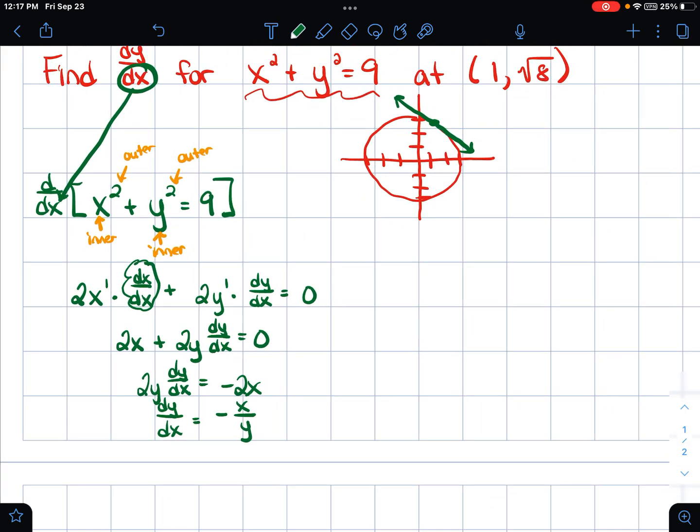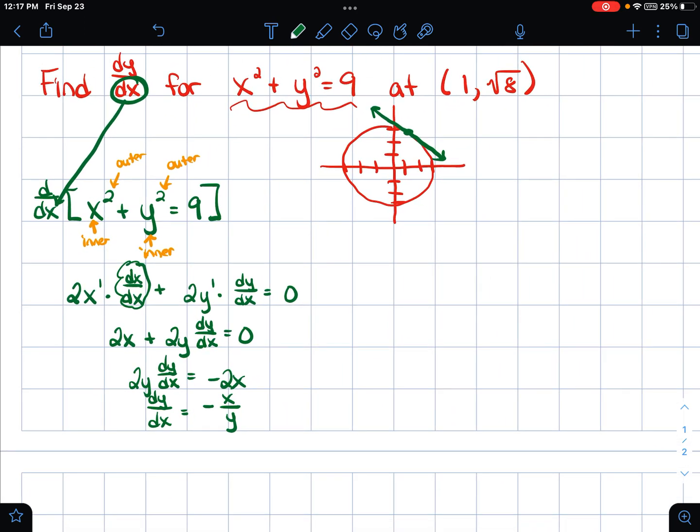Now the question said, what is the slope at the point 1 comma square root of 8? So let's find that out. We know the x value in this ordered pair is 1, and we know the y value is the square root of 8. So at the point 1 comma square root of 8, the slope is equal to negative 1 over the square root of 8. That's the slope of this tangent line. It depends not only on what the x value is, but what the y value is as well.